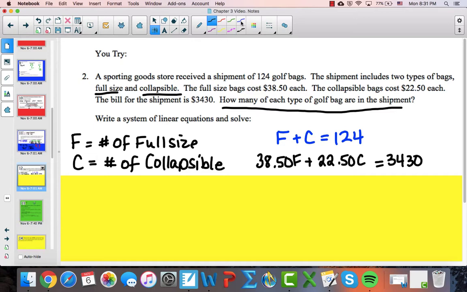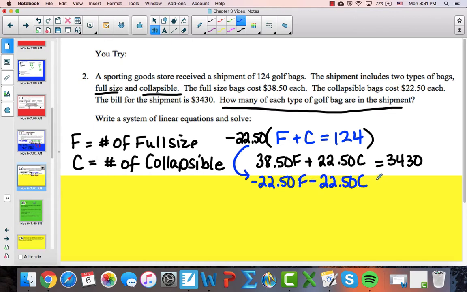All right, I decided to use elimination again. You may have chosen substitution, but with decimals, it really gets tricky, so be careful if you do that. All right, so I multiplied the top by negative 2250. I picked the smaller value to make opposite. And that gave me, when I rewrote it below it, negative 2250 F minus 2250 C equals, and that worked out to be negative 2790 when I multiplied 2250 times 124.